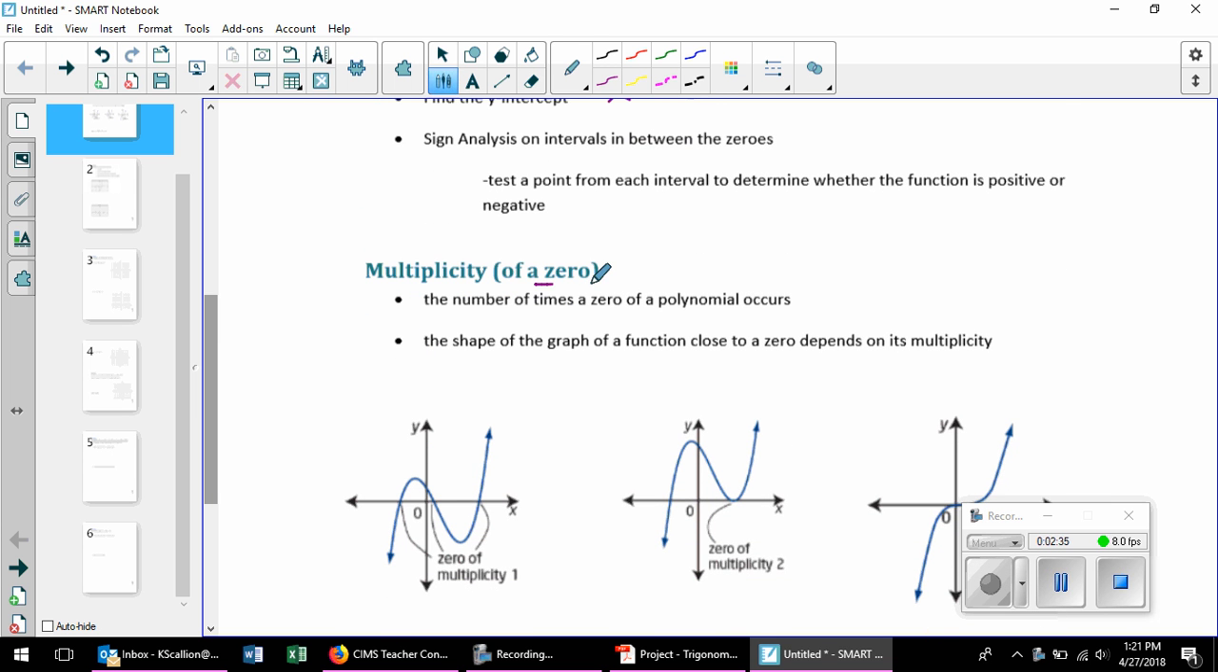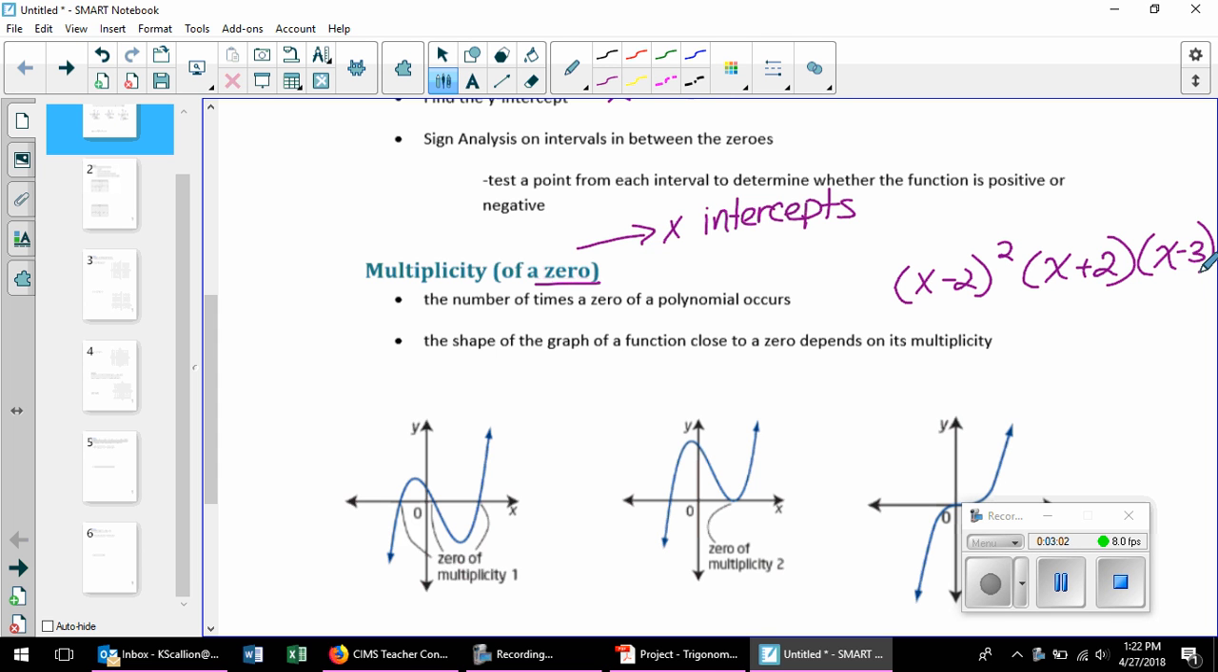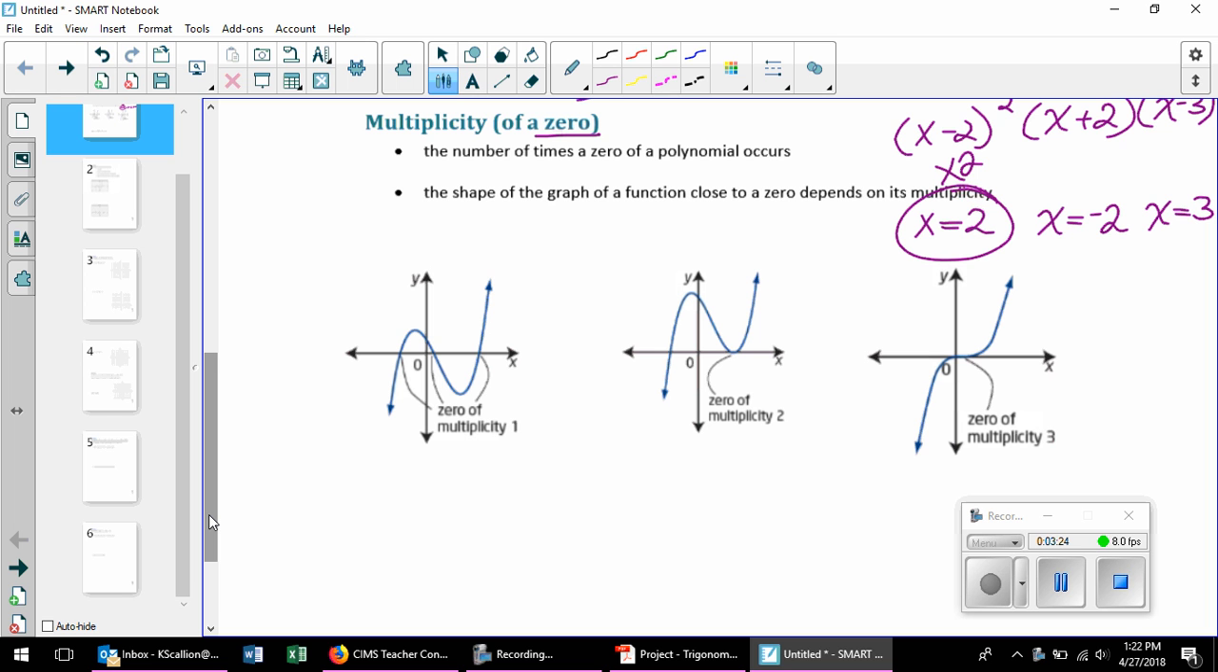Multiplicity of a zero. What's another word for zero? A zero of the function. Intercepts. Okay, so multiplicity is when you have your x-intercept more than once. So if you have something like, we've had this before, (x − 2) squared times (x + 2)(x − 3), we're going to have two x-intercepts at positive 2, one x-intercept at negative 2, and one x-intercept at 3, right? So we're going to have that twice at 2. When you have a multiplicity of 1, because we only have one of them, the function will cross the x-axis at that point. If you only have one of them, it crosses the x-axis like you've always done before.